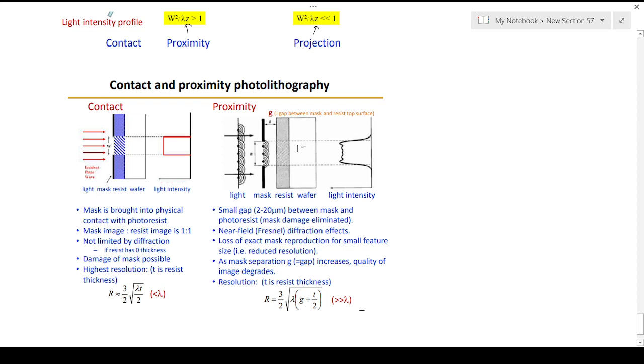Okay, and in the proximity photolithography case, there will be a small gap between the mask and the photoresist, and a near field frontal diffraction effect will be there. The resist thickness will be key to the resolution here as well. The resolution is a bit low compared to the contact case.